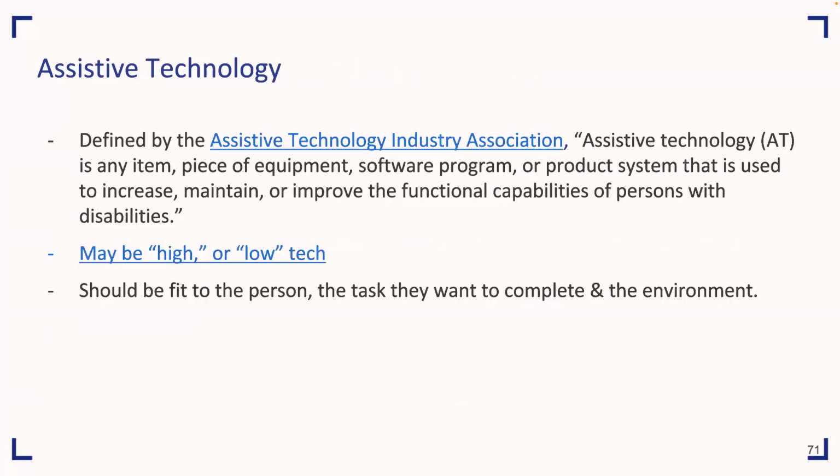Assistive technology is any item, piece of equipment, software program, or product system that is used to increase, maintain, or improve the functional capabilities of persons with disabilities. This technology should be fit to the person, the task they want to complete, and the environment.